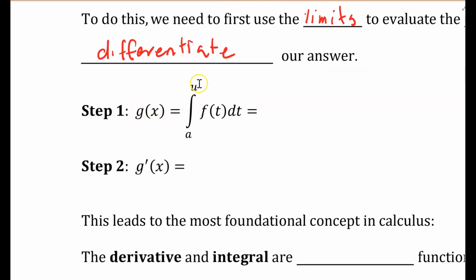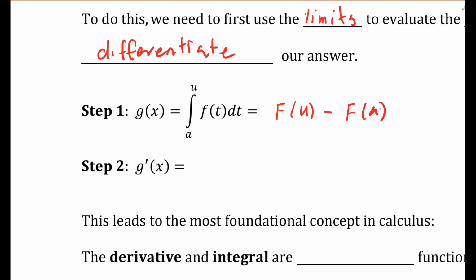So it's the integral from a to u of f of t dt. Well, we know that the antiderivative of f, if I integrate f of t, that's going to be a capital F. And I'm going to evaluate this from my limits, right? The upper limit, so F of u minus F of a.